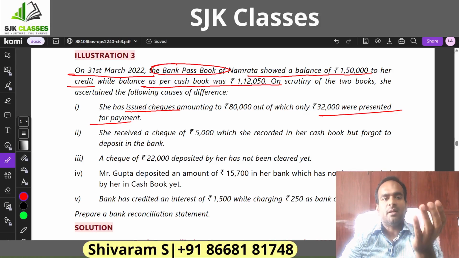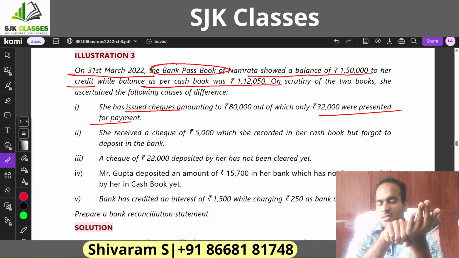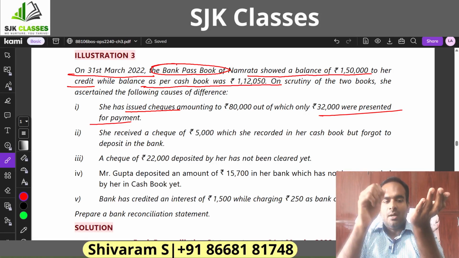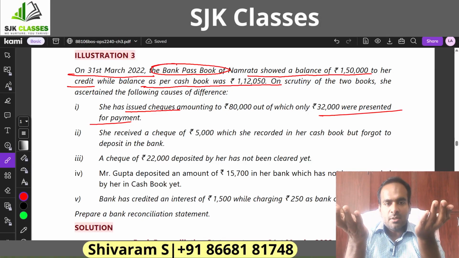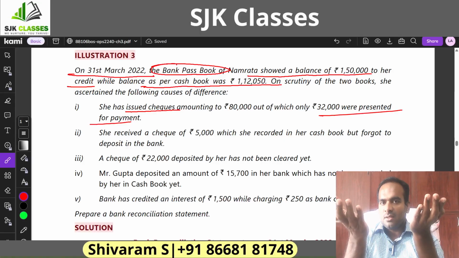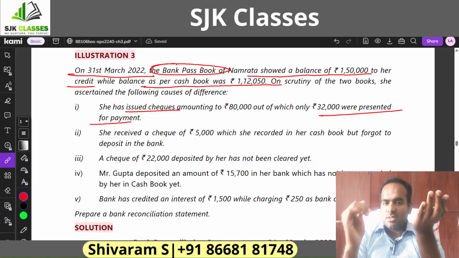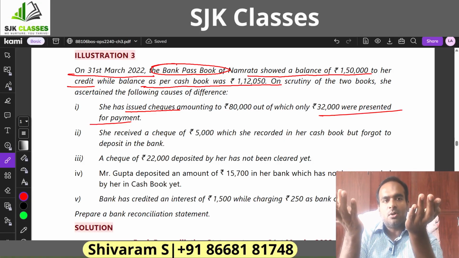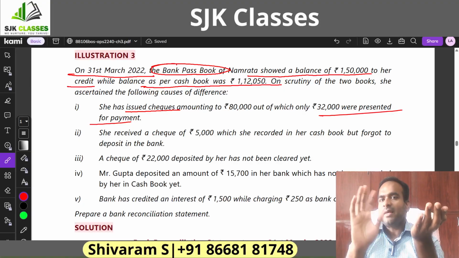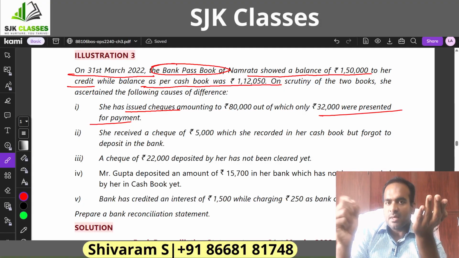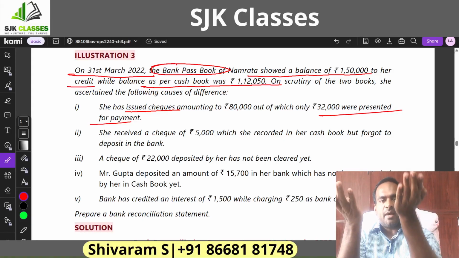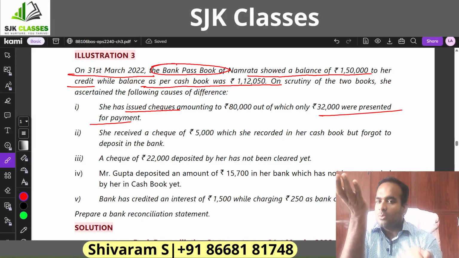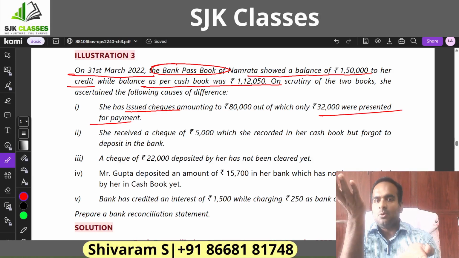Now, what is the hand movement here? Left hand is the cash book for us, that's the base we have taken. Right hand is our passbook. Now, what is the impact here? It's a case of payment, so the hand should drop. Checks issued amount to 80,000. While issuing the check, the impact will be in the cash book first, because I immediately pass the entry that payment has been made. So my cash book will drop by 80,000, and my passbook will drop only by 32,000.